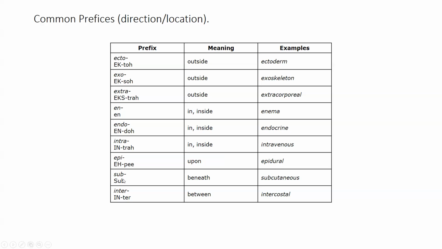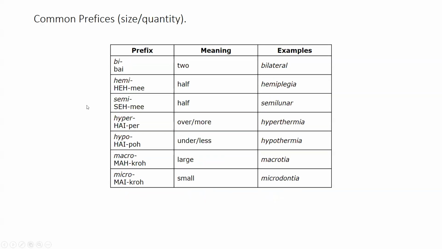Sub, of course, means beneath, as in subcutaneous. Cutaneous means referring to the skin, so below the skin. Inter means between, as in intercostal. Costal means rib, so intercostal is between the ribs.